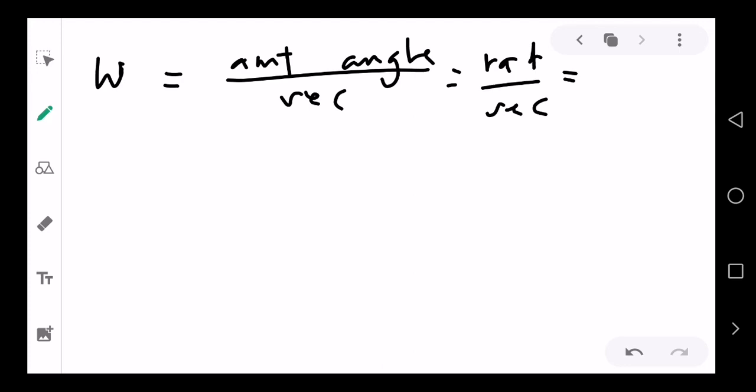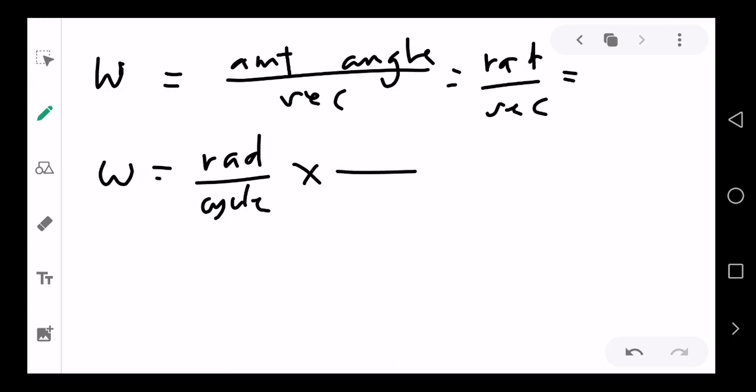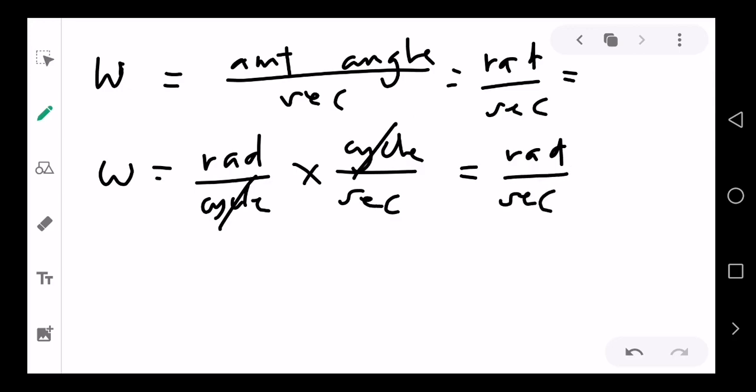So a good way to think of this angular frequency, omega, is equal to radians per cycle multiplied by the cycle per second. So we could cancel out cycle, then we have radians per second.